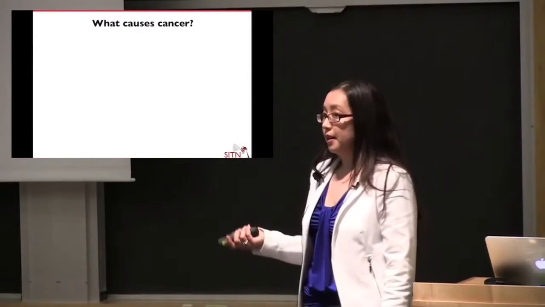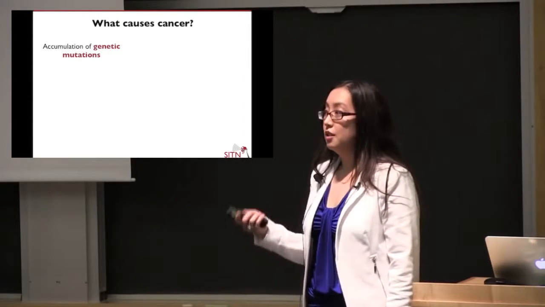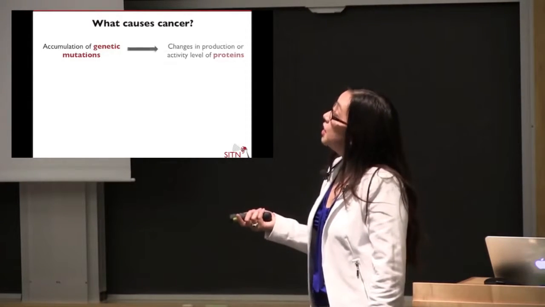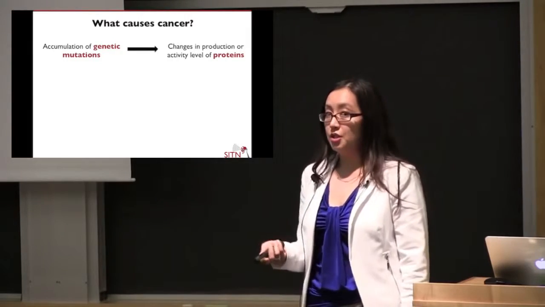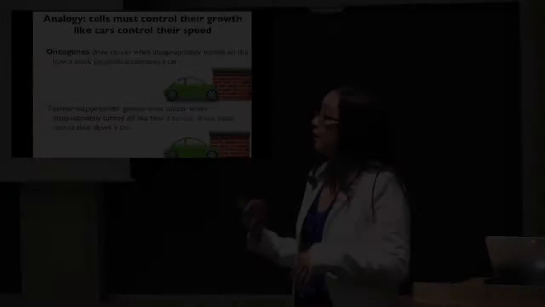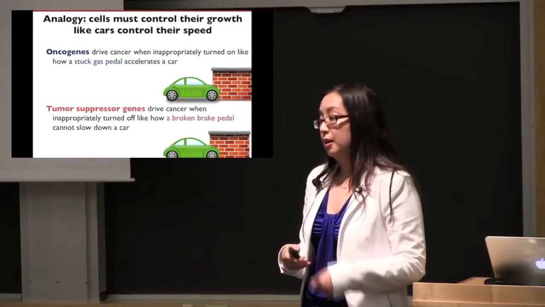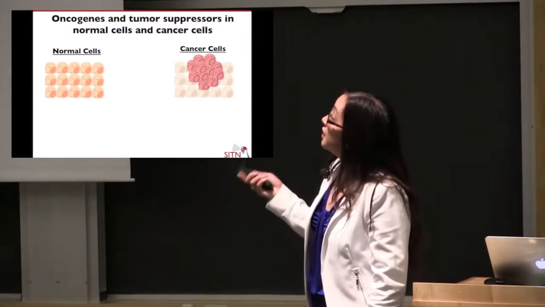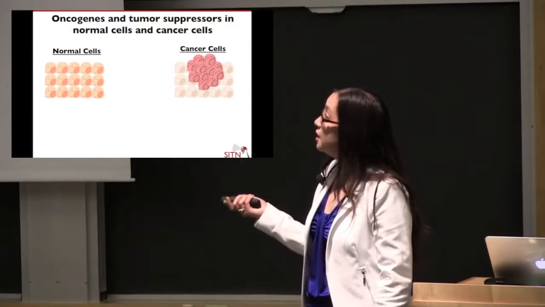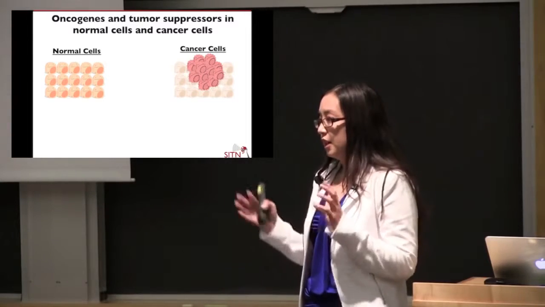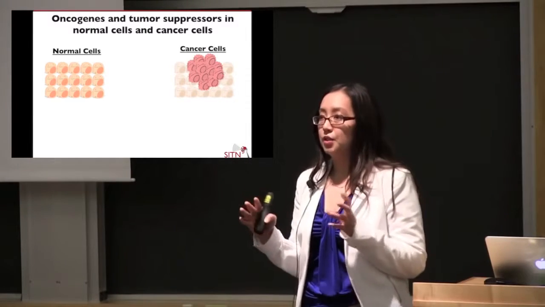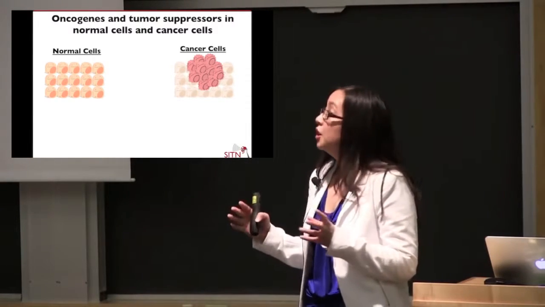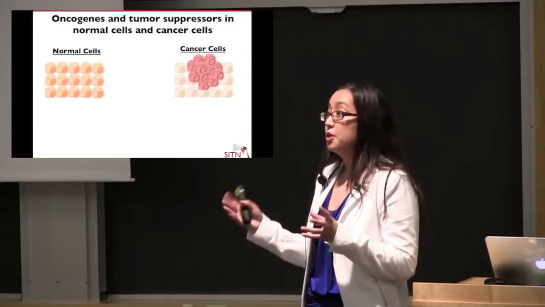So cancer is primarily caused by an accumulation of genetic mutations, and these mutations lead to changes in the production or activity level of proteins. One is like a stuck accelerator pedal, and the other is like a broken brake pedal. So in our cells, oncogenes are basically genes that are cancer related. Onco is the prefix for cancer or related to tumor. So these are like cancer genes or tumor genes.